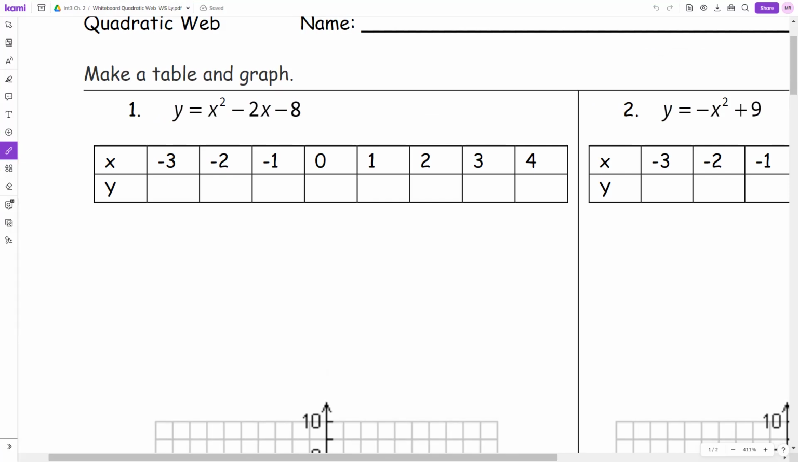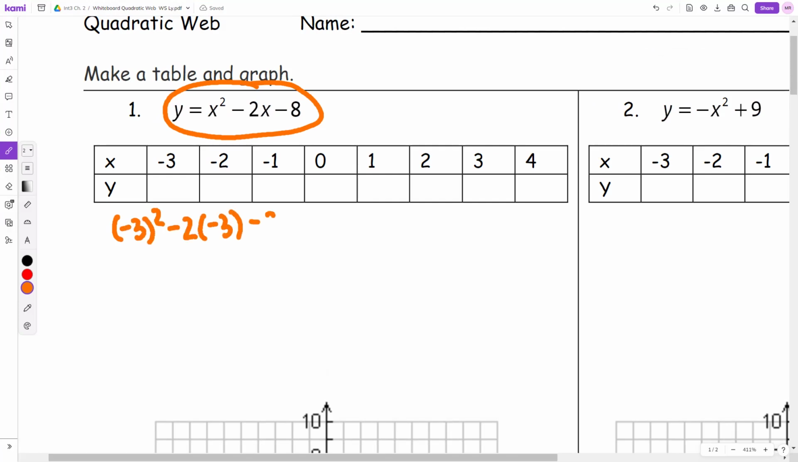So if you're trying to do this table, you have the equation y is equal to x squared minus 2x minus 8. I am going to substitute in -3 into my x's. So -3 squared minus 2 times -3 minus 8. I'm going to work that out. And when I do, I'm going to get a 9, negative times negative, that's going to give me a positive 6 minus 8. So when I do that math, I'm going to go 9 plus 6 is 15, minus 8 is 7. So this is going to be -3 comma 7.